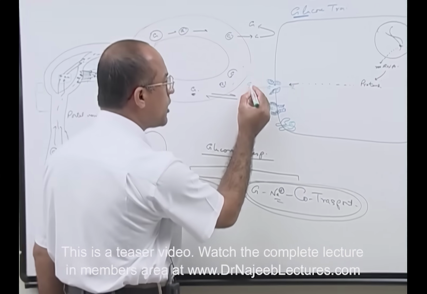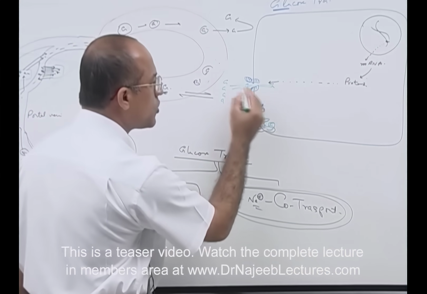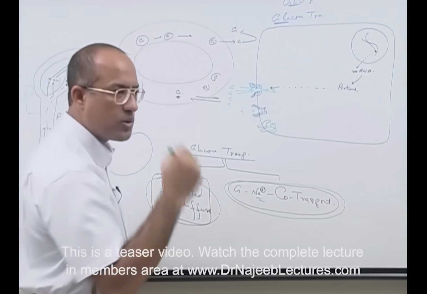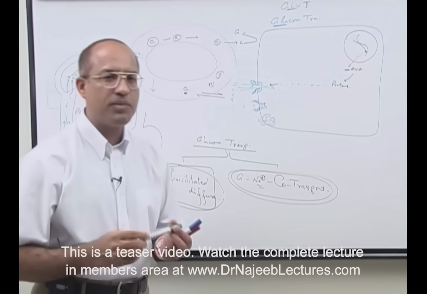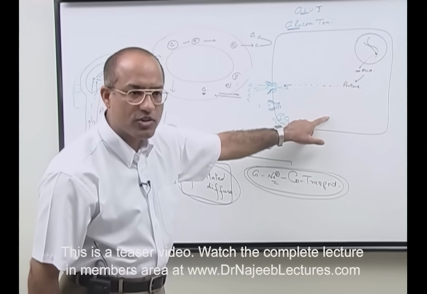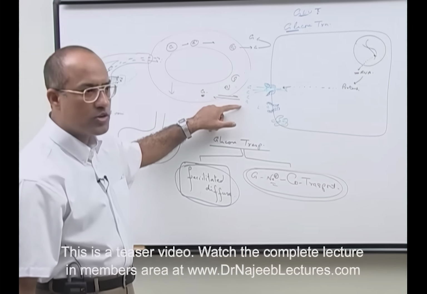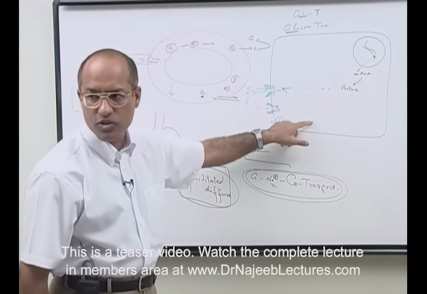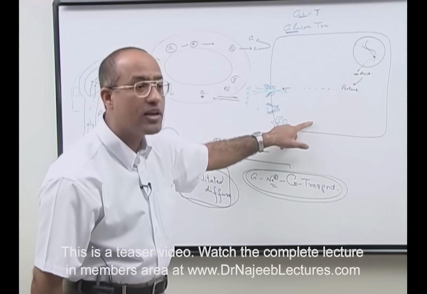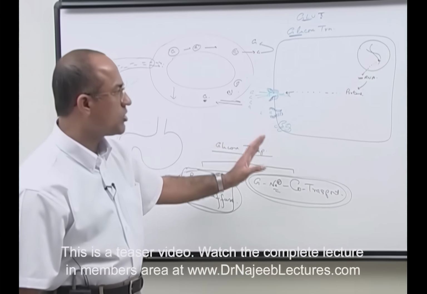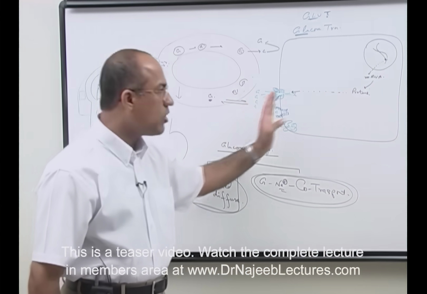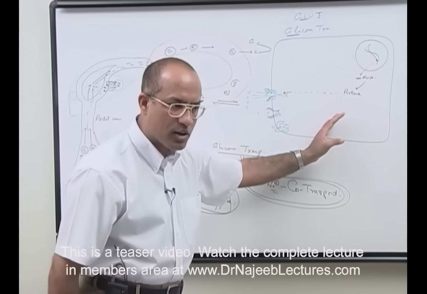If the glucose concentration outside is very high, then more glucose will be going in. If the glucose concentration is very low, less glucose will be going in. So basically glucose is moving from high concentration to low concentration. When any molecule moves from high concentration to low concentration, we call it diffusion. So glucose is diffusing from high extracellular concentration to low intracellular concentration.